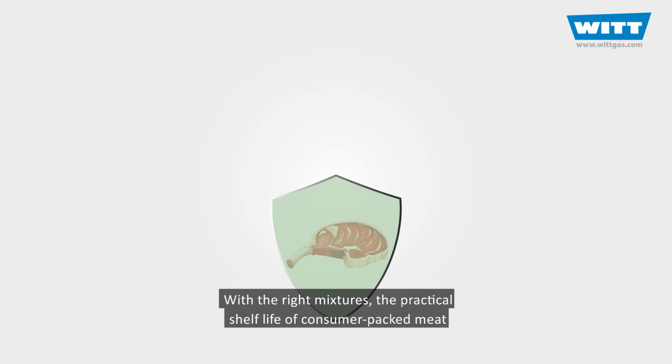With the right mixtures, the practical shelf life of consumer-packed meat can be extended from 2 to 4 days to 5 to 8 days at 4 degrees Celsius. Also, carbon dioxide has a strong inhibiting effect on the growth of bacteria, of which the Pseudomonas presents the greatest problem for fresh meat.